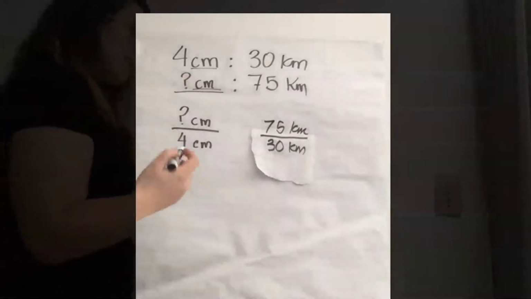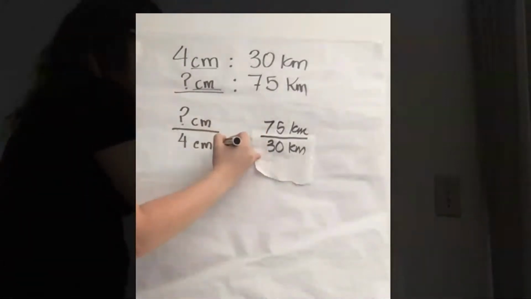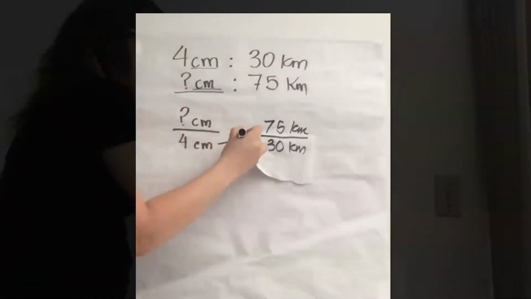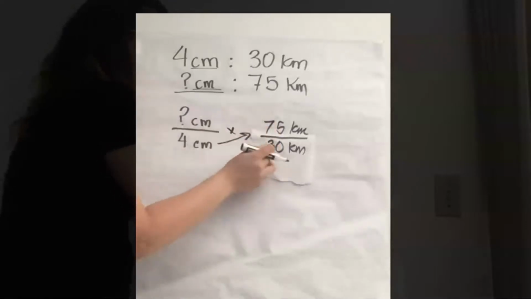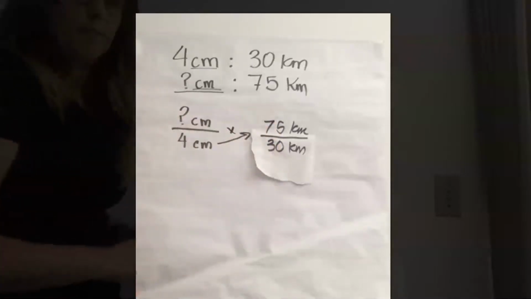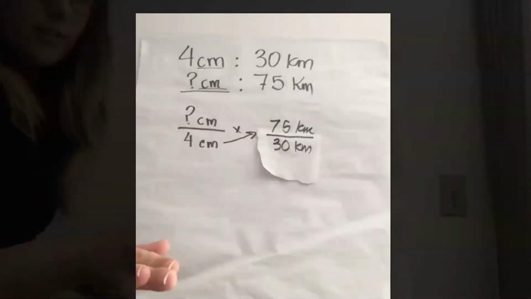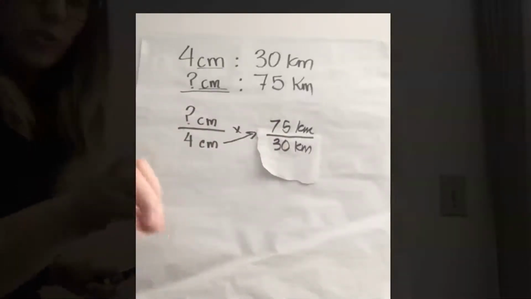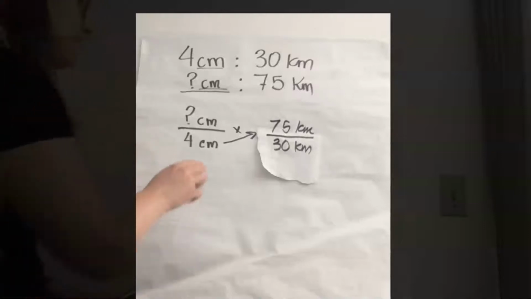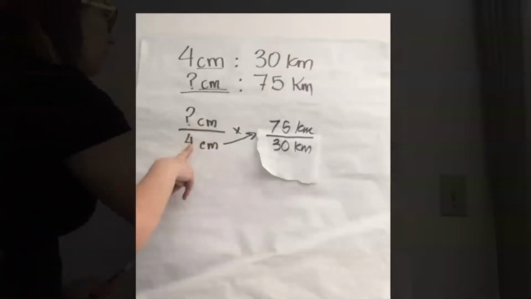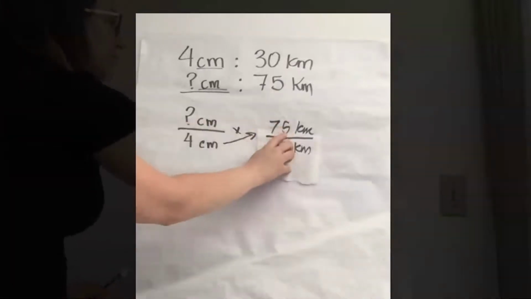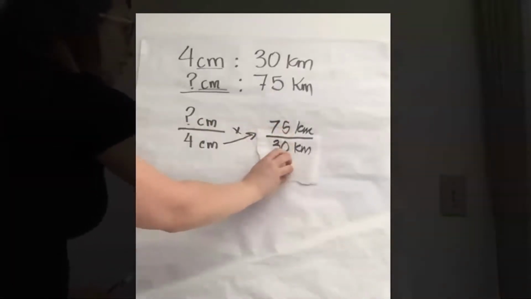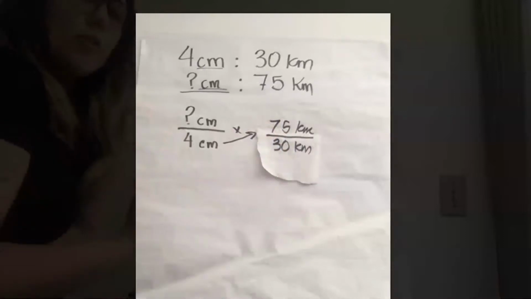So the process is like usual. We cross multiply. So it's going to be 4 times 75 and then divided by 30. Now another hint that will help you make sure you get the number in the right ballpark is that if 4 centimeters is 30 kilometers, you know that this number is going to be bigger since 75 is bigger than 30. And it's almost double, a little bit more than double.